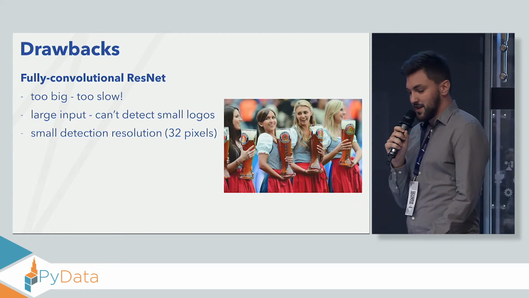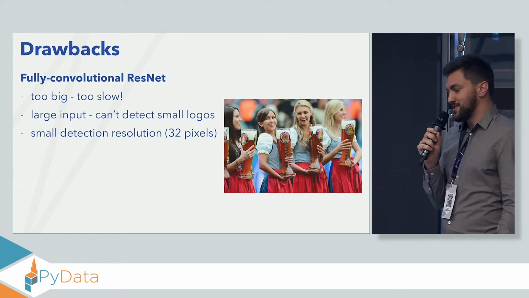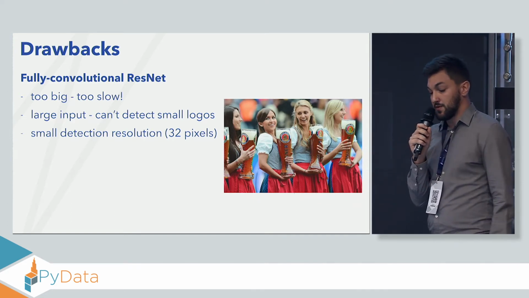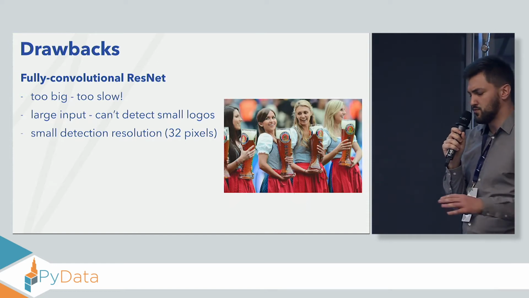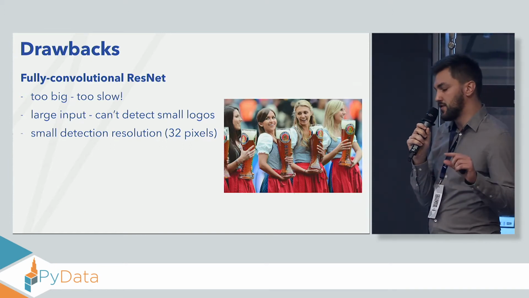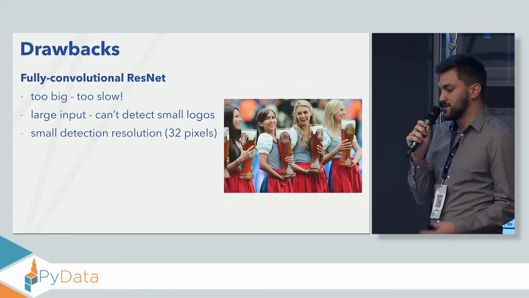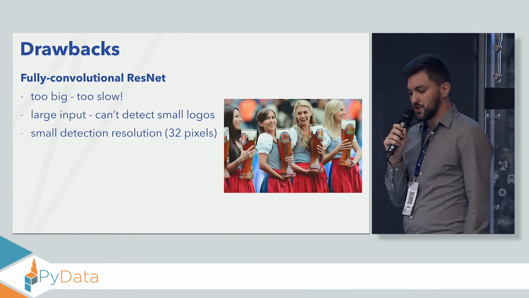But it still wasn't enough, because if we use fully convolutional ResNets, this is a very big network with many parameters, with big input size, it was 197 by 197. So if you want to detect small logos that are like 10% of an image, we would need to resize it first to 2000 by 2000 pixels, and it would be even slower. So it turned out to be quite impractical as well.